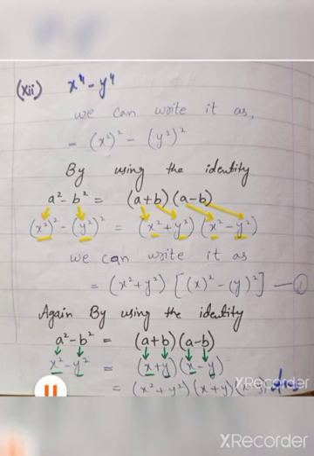Now here we put a is equal to x and b is equal to y. So we can write x square minus y square is equal to x plus y multiplied with x minus y. Now put this value in equation 1, then we get the final answer, that is x square plus y square multiply with x plus y multiply with x minus y. This is the final answer of part 12.